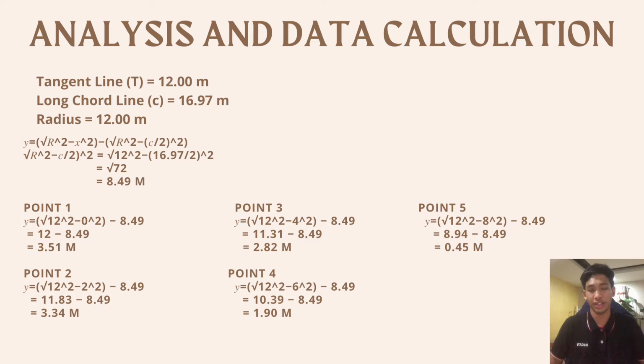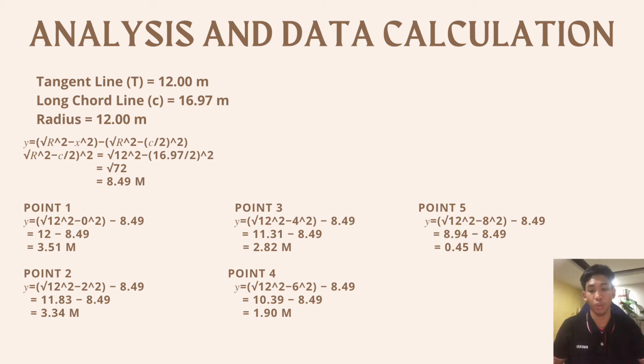So let's get point 1. y equals square root of 12 square minus 0 square, minus 8.49. So it equals 12 minus 8.49, and we got 3.41 for point number 1. For point number 2, y equals square root of 12 square minus 2 square, minus 8.49. Like I said, 8.49 will stay until point 5. So for point number 2 we got 3.34 meters.